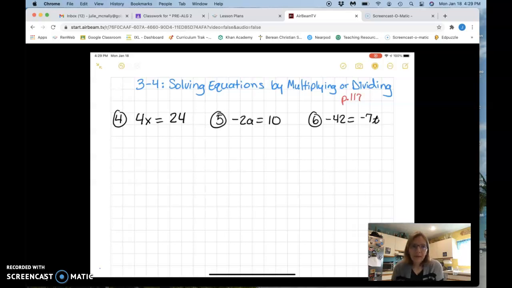And here we go. So on number 4, remember the first thing I need to do is look at what's happening to the variable. And then I'm going to do the opposite. So I noticed that 4 and x are written next to each other. When two things are written next to each other, it means multiply. So I have to do the opposite of multiply, which is divide. And we're going to divide by whatever is next to the variable. Whatever I do to one side, I have to do to the other. So 4 divided by 4 is going to equal 1x, or just x by itself, which is what we wanted.